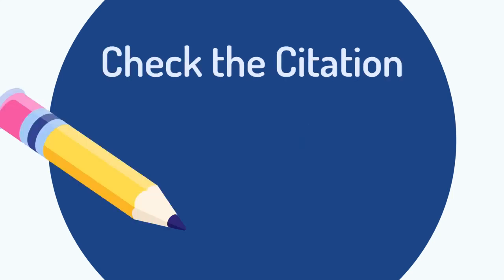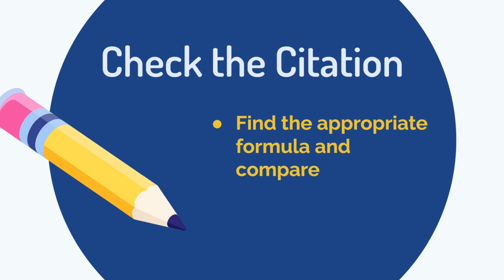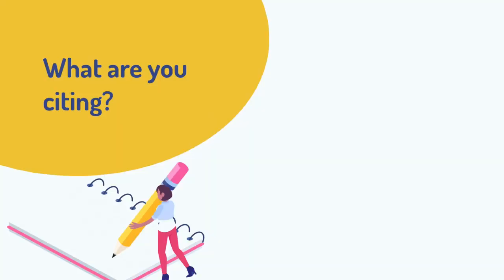To check the citation, you must find the appropriate formula for the source that you're citing and then compare it to the generated citation. You also need to check the formatting of that generated citation. So to figure out the formula, first you need to know what you're citing. You need to identify the source type.